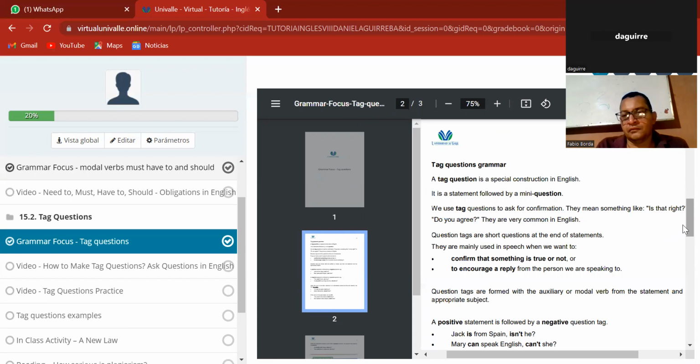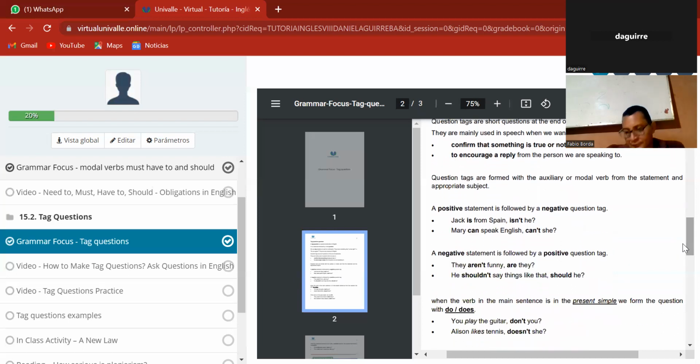Question tags are short questions at the end of statements. They are mainly used in speech when we want to confirm that something is true or not, or to encourage a reply from the person we are speaking to. Okay.